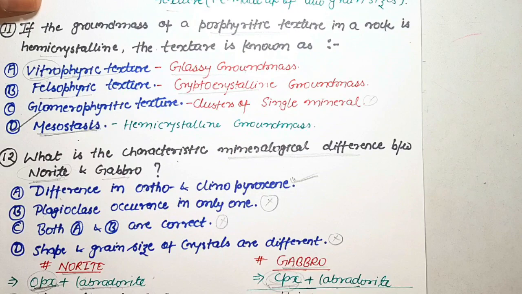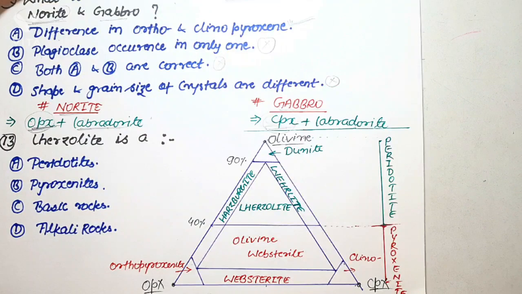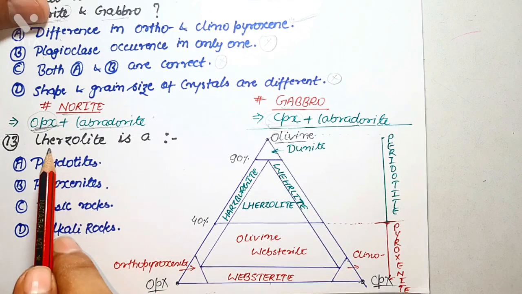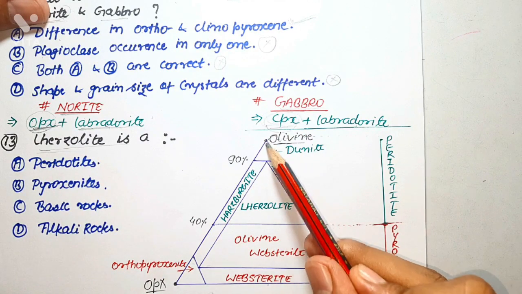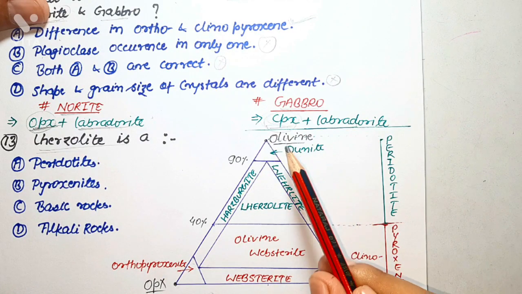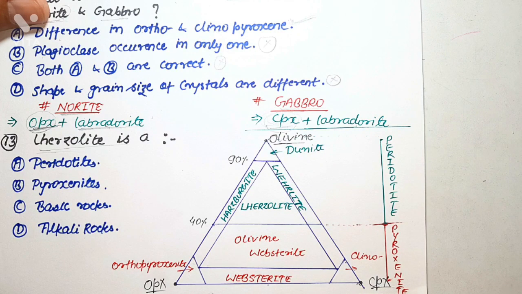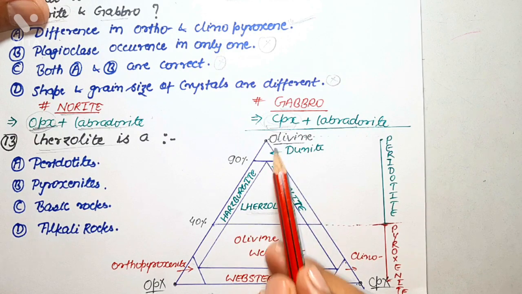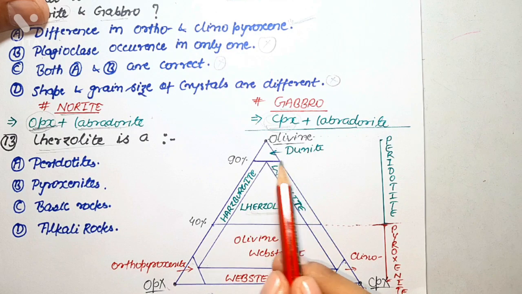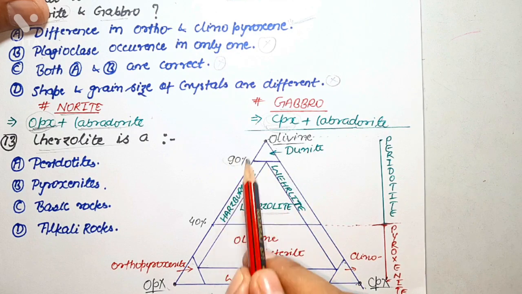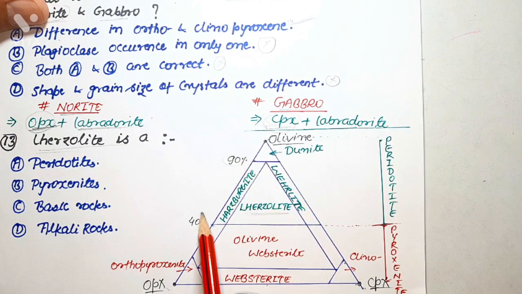Now, coming to the next question, and this question says lherzolite is a. So let's see this olivine, orthopyroxene, and CPX diagram, the IUGS classification, in which lherzolite is right here. This is olivine, this is orthopyroxene, and this is clinopyroxene. Now this is the percentage of olivine. Here it is 90%, here it is 40%.